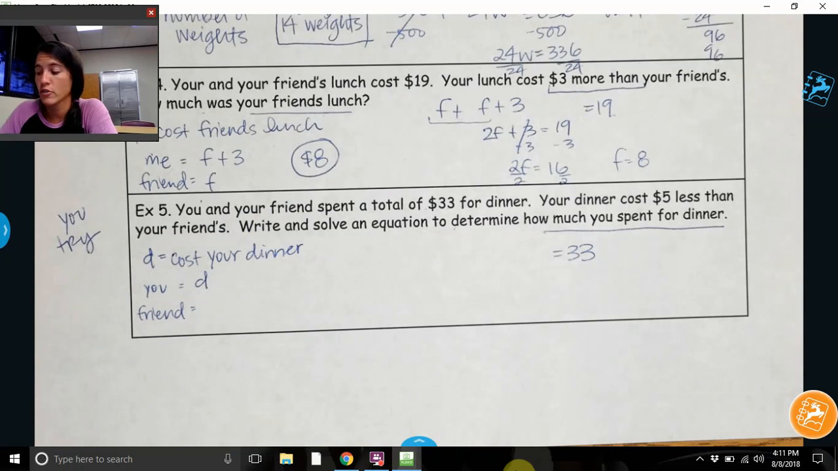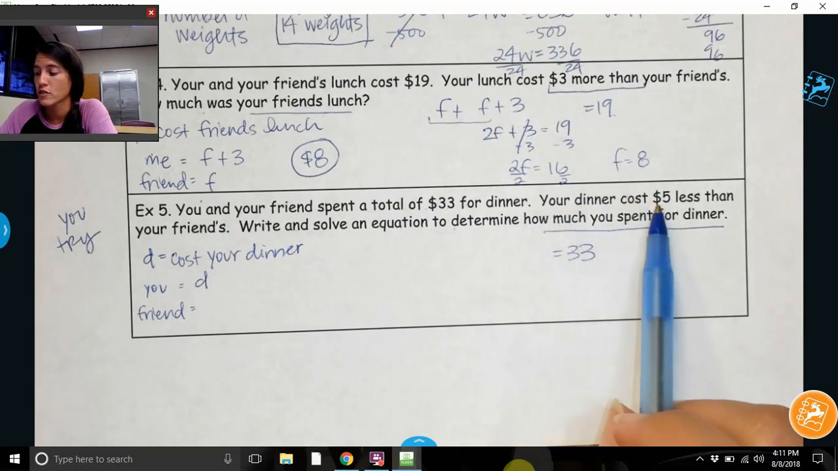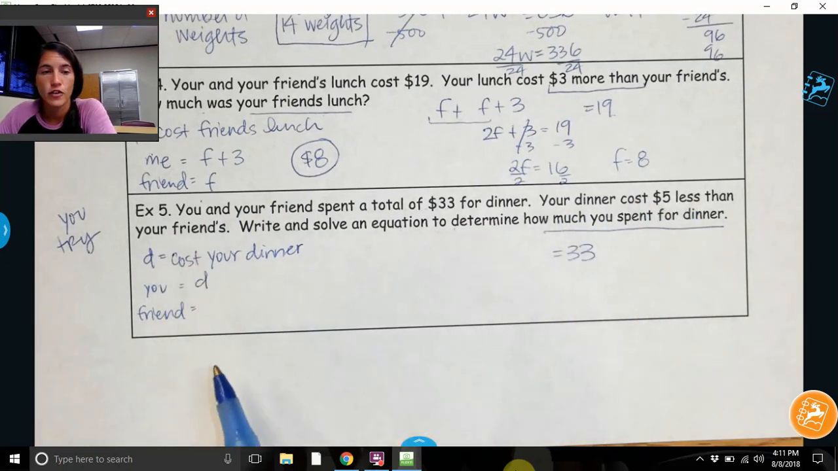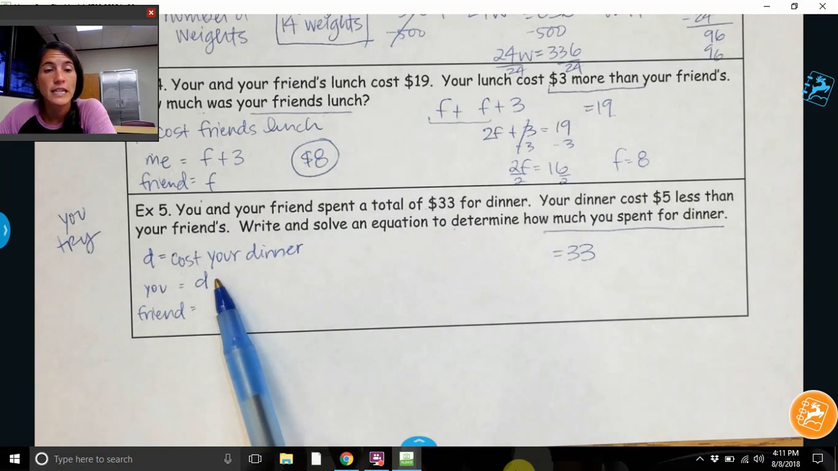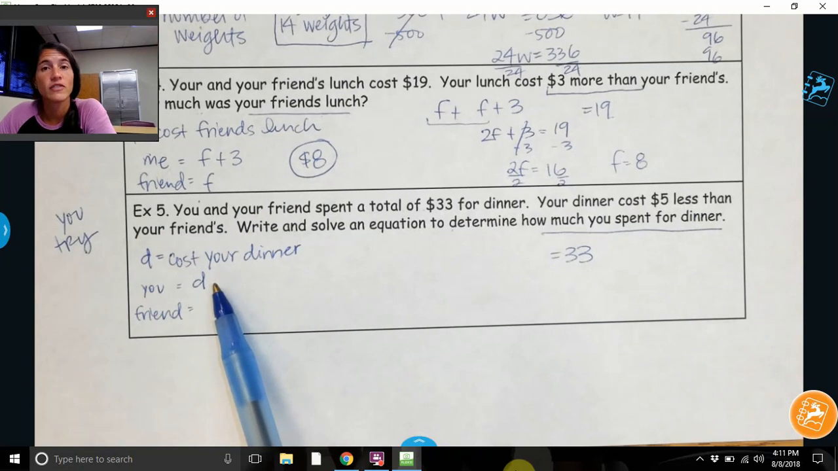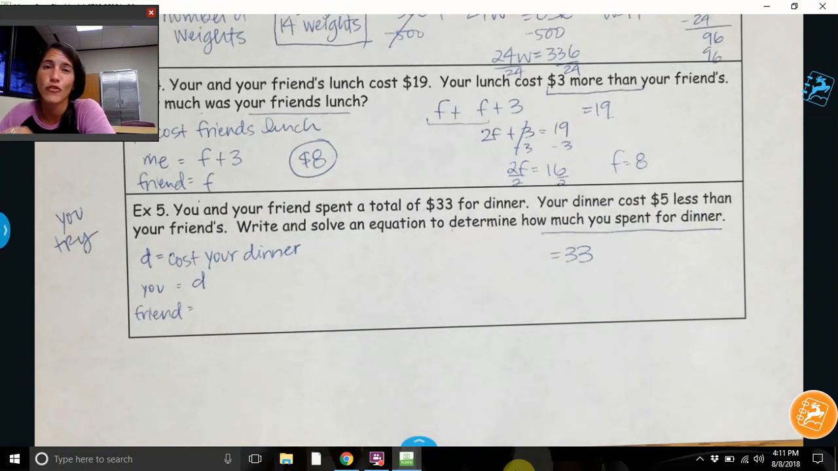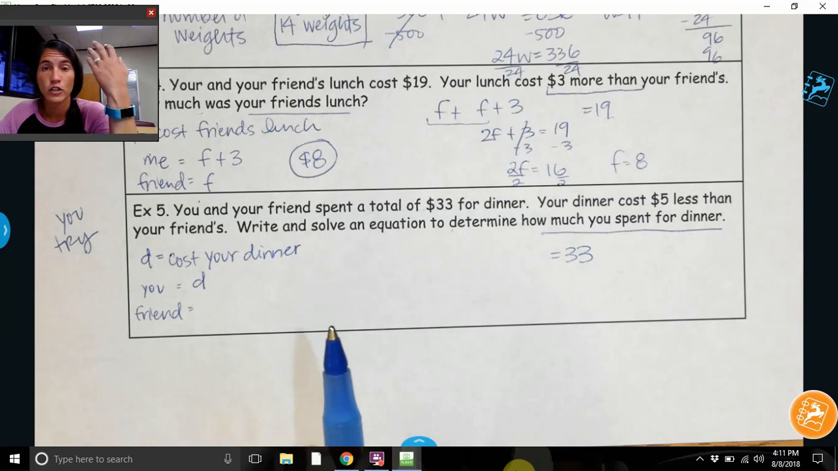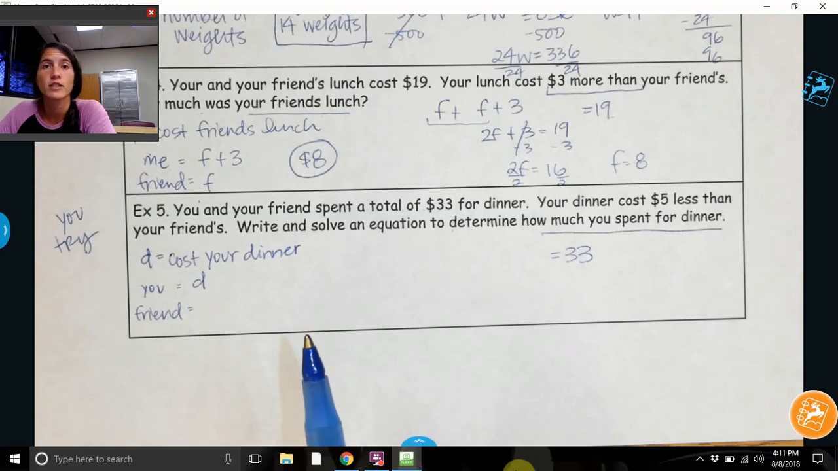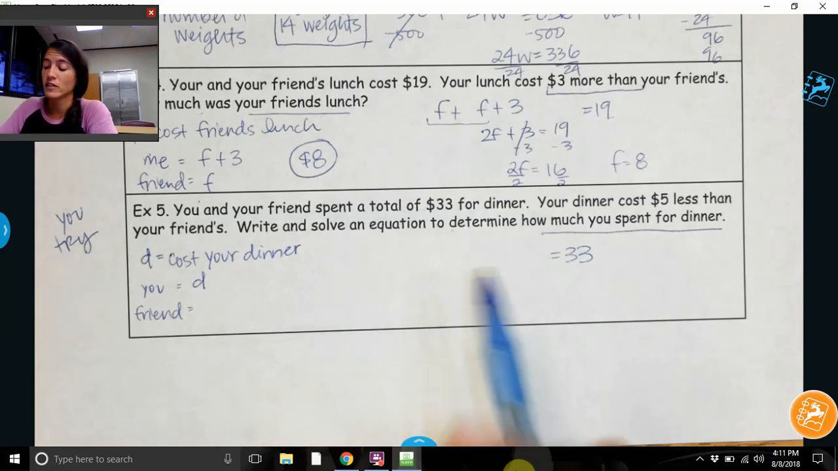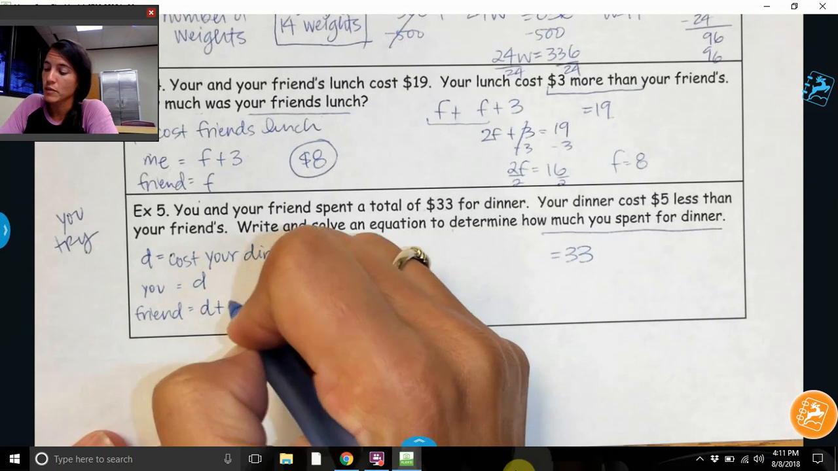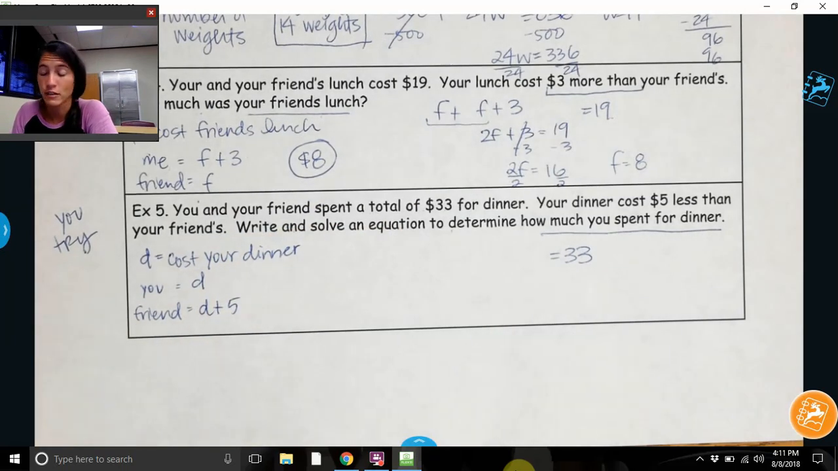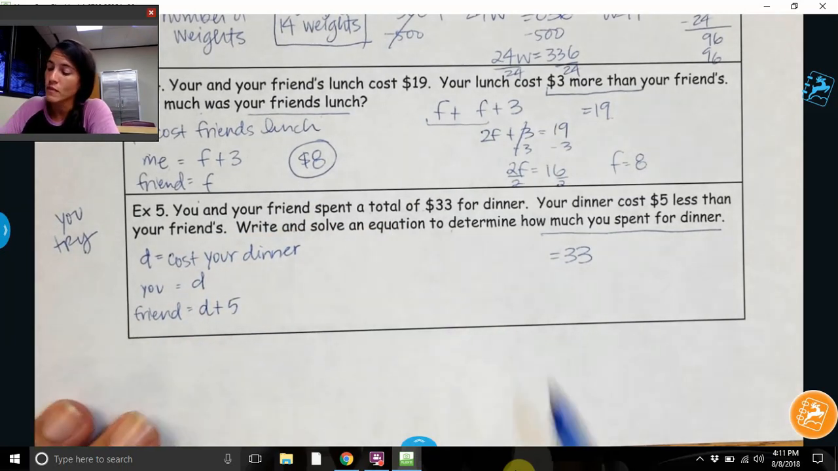So how much did your friend's dinner cost? And it says in the problem, your dinner cost 5 less than your friend. So if yours was D and yours was 5 less than your friend, does that mean your friend spent more than you or less than you? Hopefully you're thinking more. So your dinner cost 5 less than your friend. So if you spent $10, then hopefully you say, oh, my friend spent 15 because I spent 5 less. So we would need to say D plus 5 for your friend's dinner.